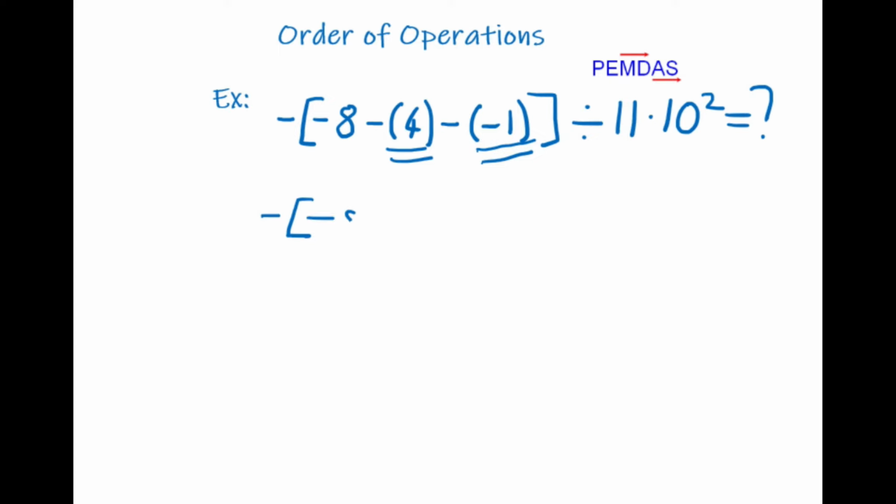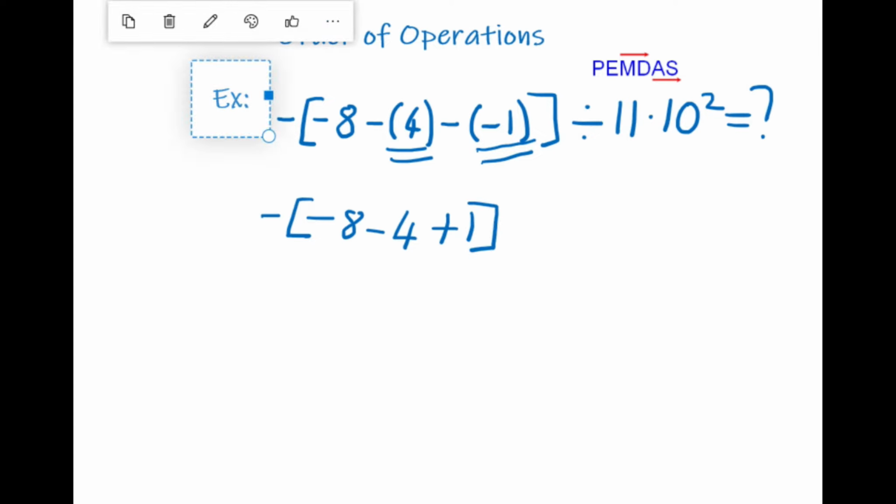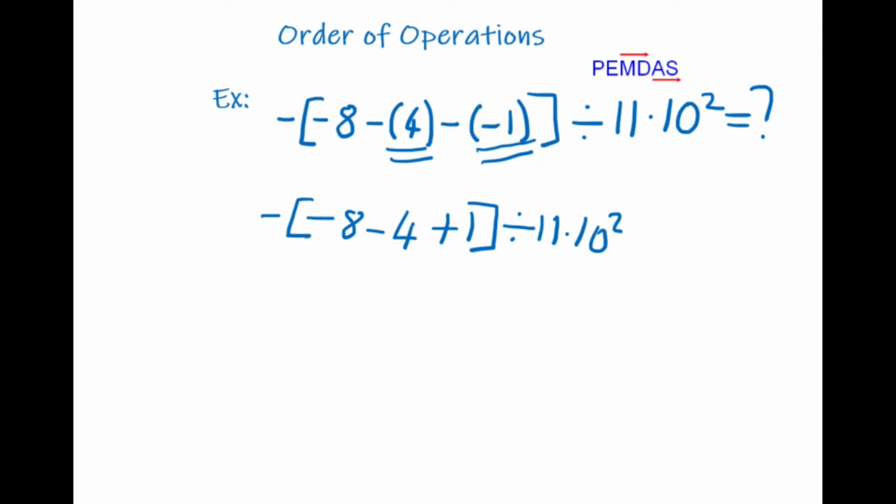This is negative 8 already. This is negative 4. I just opened the parentheses. And here, negative times negative is going to be positive 1. We will take a look at the multiplying signs right after this. And I'm going to write the rest of the calculations divided by 11 times 10 squared.